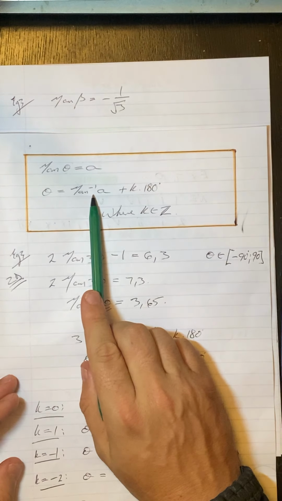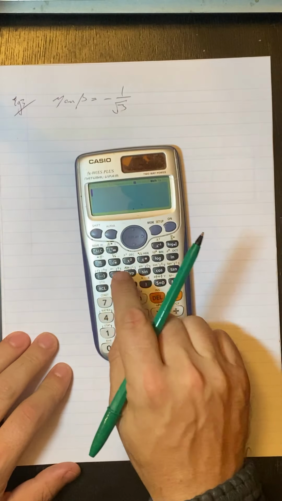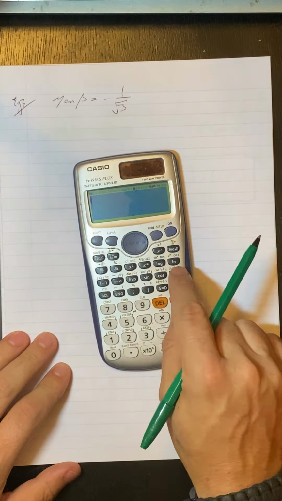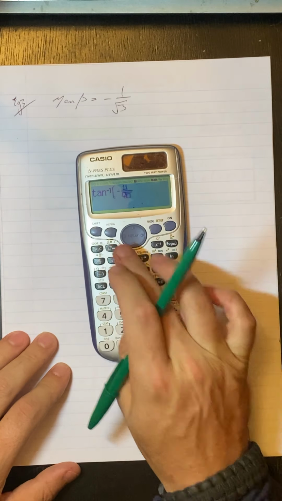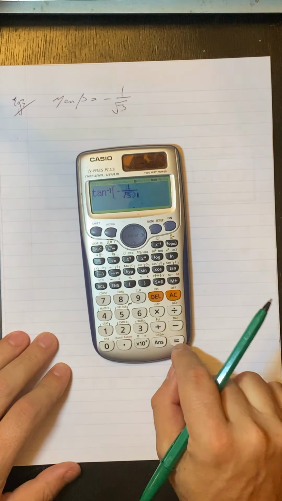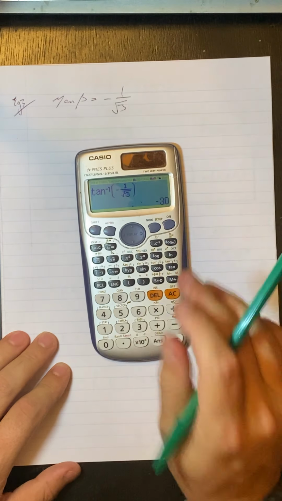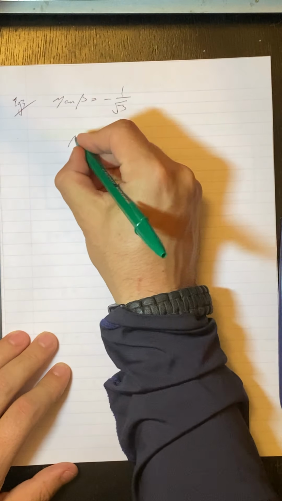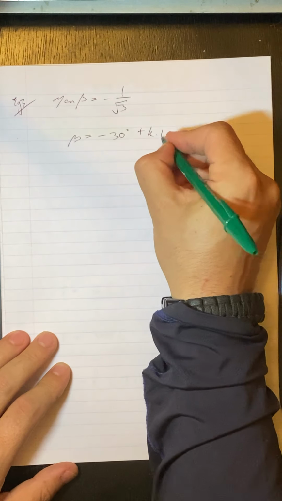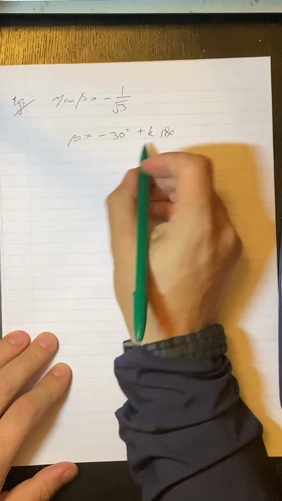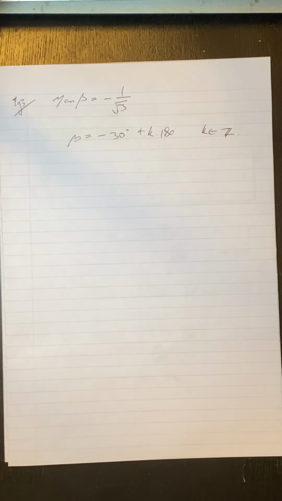It's theta is equal to shift tan inverse plus k 180. So let's do that. We're going to go shift tan minus 1 over root 3, and we get minus 30. So beta is equal to minus 30 plus k 180. Remember, the period for tan is 180, and then k is an element of the integers. And there is our solution.